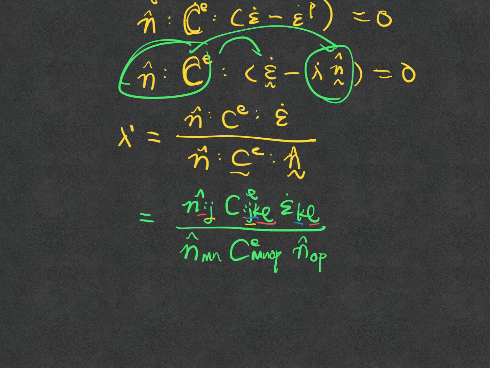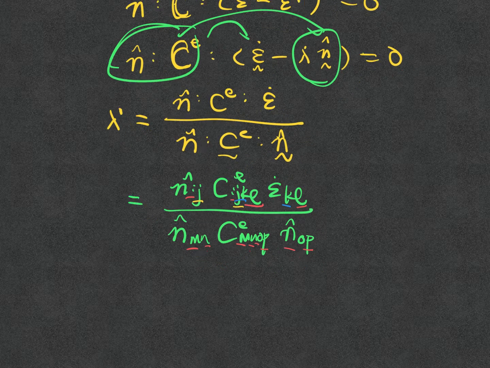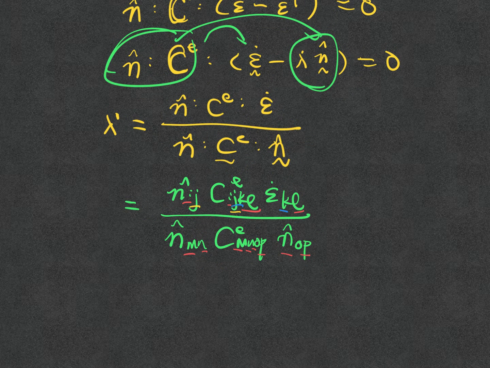Here you see the same thing. There's 2 m's here, 2 n's here, 2 o's here, and 2 p's here. Okay. So in general, there's a requirement on the elasticity for the plastic part to make sense, and that is C^E has to be positive definite.